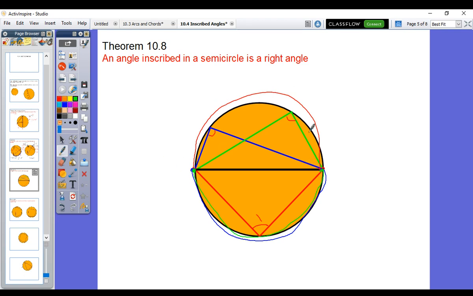So this is 180. That makes this 90. This is 180. Makes that 90. And if this is 180, makes this 90 degrees. They're always half of that.